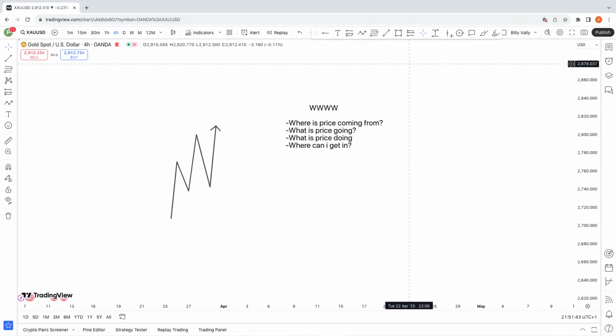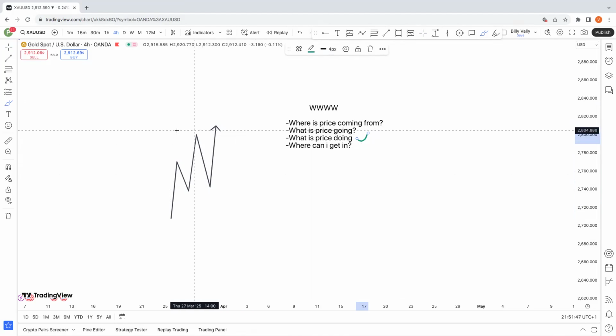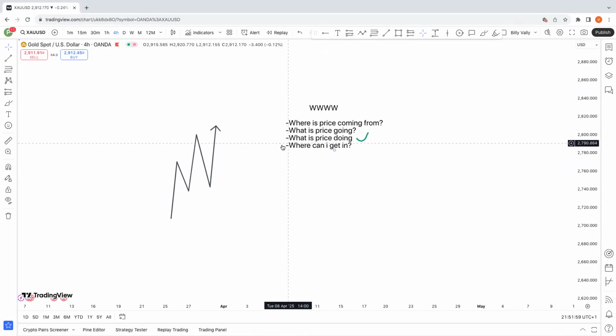Then the next question is, what is price doing right now? Depending on where you meet price, did you meet price retracing, or did you meet price expanding? What is price doing right now? What element of price is at play? These are questions you want to answer before you actually go ahead with your analysis. Then the last question you want to ask yourself is, where can I get in?